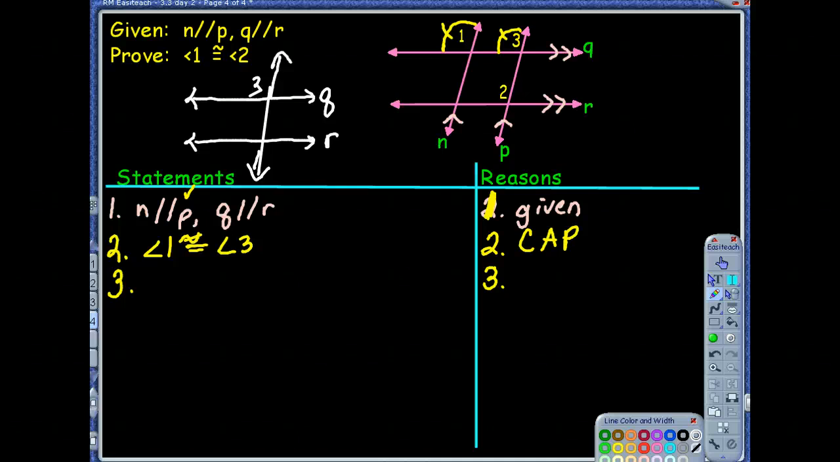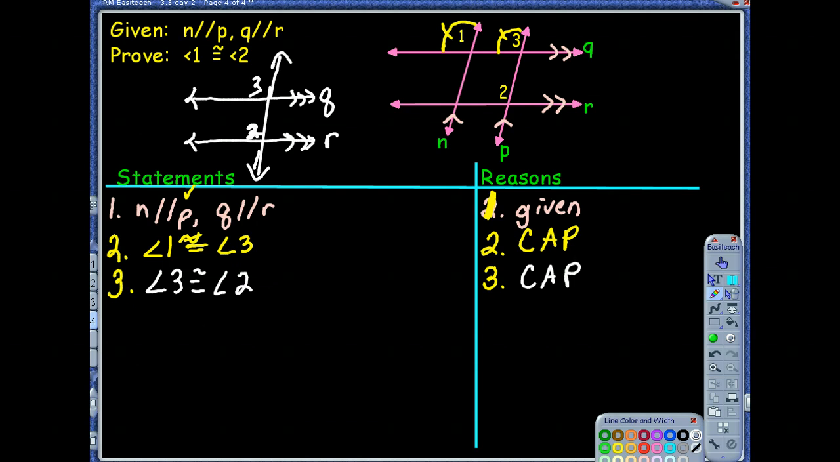I'm laughing at myself. So this is angle 3 and angle 2. You're looking at those angles. And notice, because those lines are parallel to each other, what can we say about those angles? They are corresponding angles, and because the lines are parallel, we can say that they're congruent. So then angle 3 is congruent to angle 2. And that reason is, again, corresponding angles postulate.